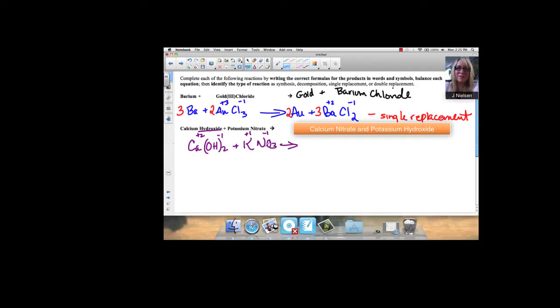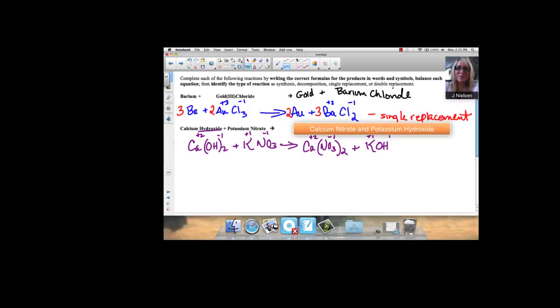So they switch partners because these are two compounds. So they're going to switch partners. Ca is going to hook up, Ca's got a plus 2 charge, with NO3 minus 1. So when we drop and cross, this 2 comes down here. Plus K plus 1 and OH minus 1. So those are good. We don't have to drop and cross on them.